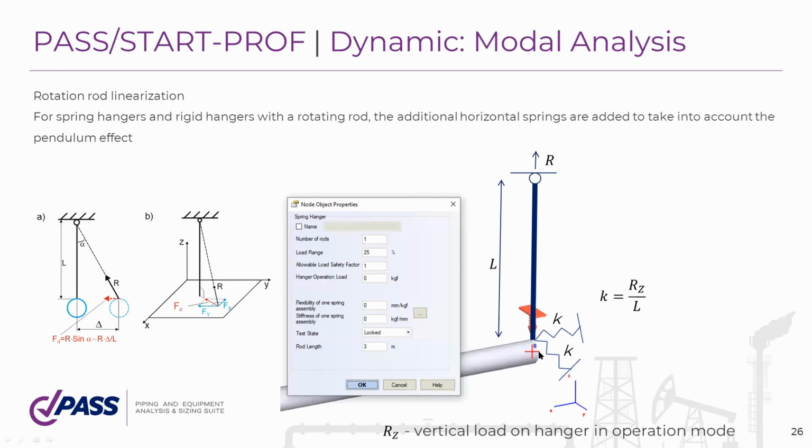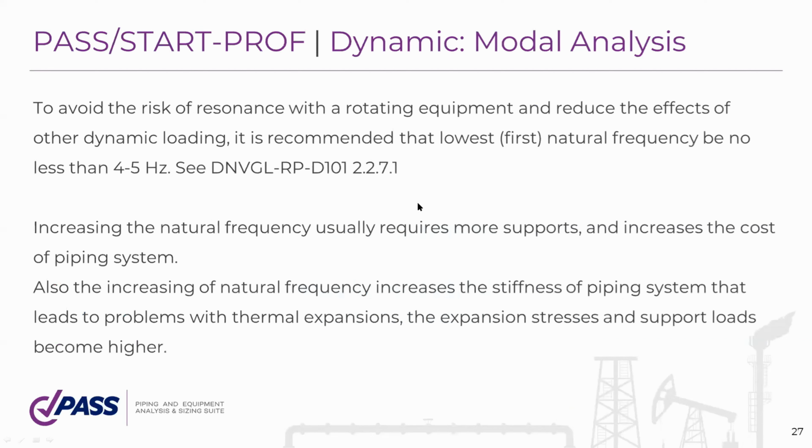And another nonlinear effect is the rotation rod, which is replaced by 2 springs with stiffness K, calculated as the vertical load on this rotation rod divided by the length of this rod. For example, the spring hanger in START-PROF has the rod length property. So if you input the value here, START-PROF will calculate the stiffnesses of the springs according to this equation. So now we have calculated the natural frequencies, what to do next?